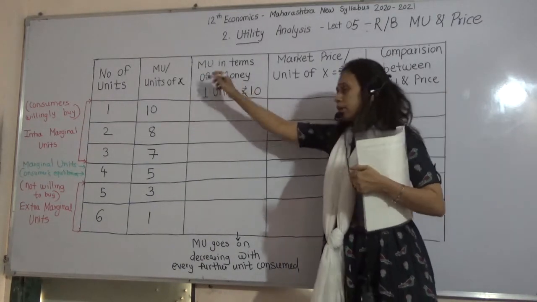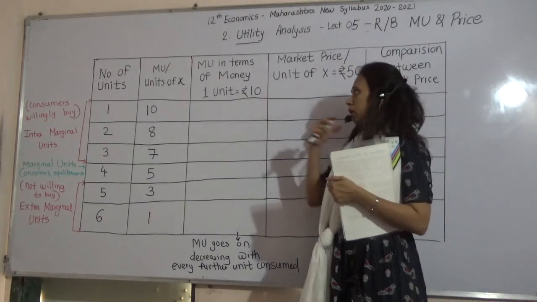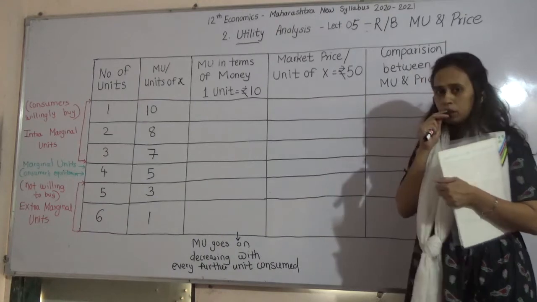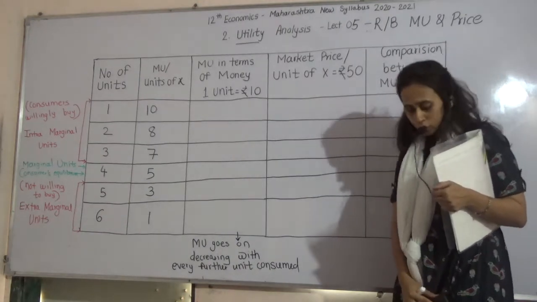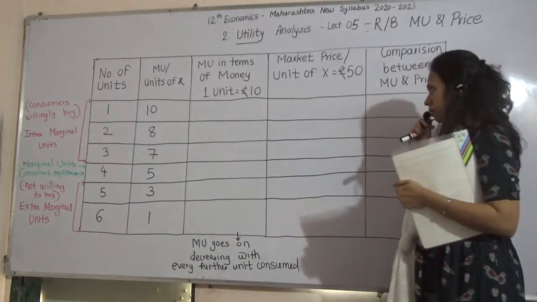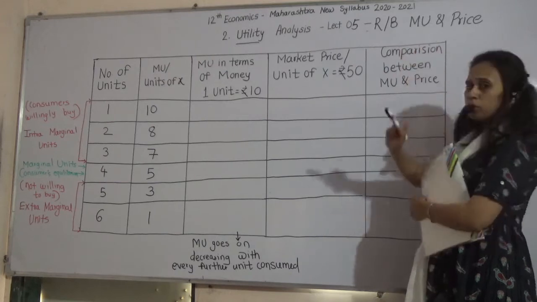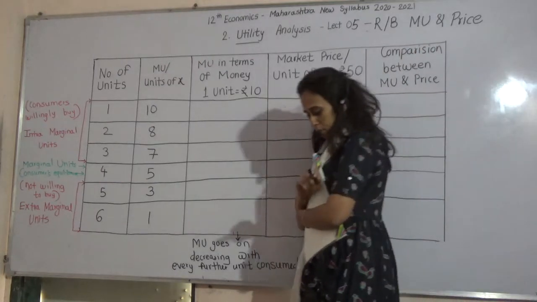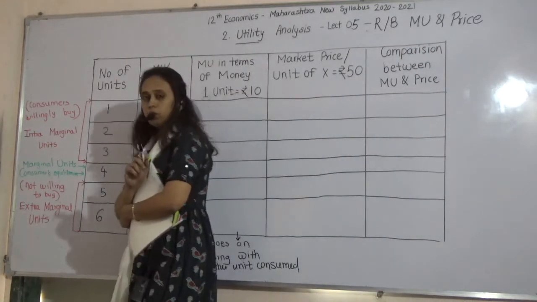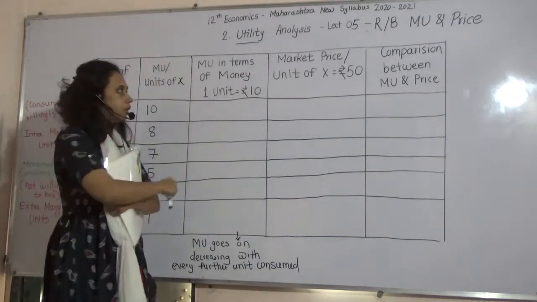now we have concentrated on MU units, marginal units. When we convert it into money, that will be helpful for us to take the decision. That's why this concept is related to that. Relationship between MU and price. MU and price means we are going to consider the money also with marginal utility.